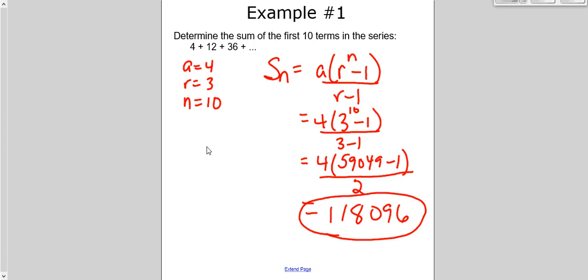Times that by 3, I'm almost at 3,000. Times that by 3, I'm almost at 9,000. So as we can tell, these grow very quickly. So if you get a large number, don't necessarily be surprised by that, because of course, when you're multiplying by a common ratio, it's actually an exponential function.